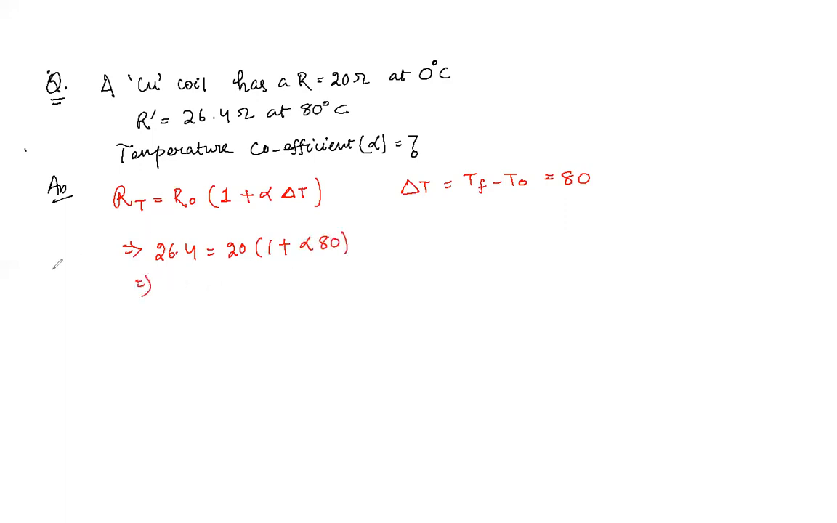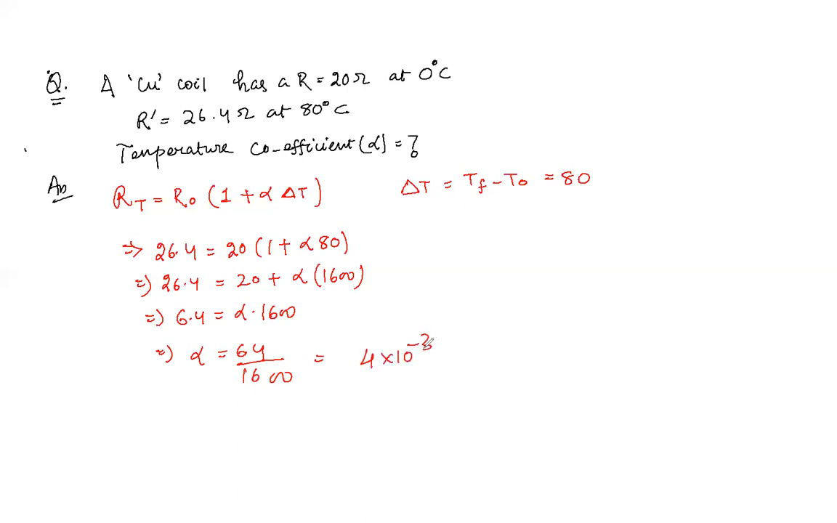So we can write 26.4 equal to 20 plus alpha into 1600, and this gives 6.4 equal to alpha into 1600. So alpha equals 6.4 divided by 1600, which is equal to 4 into 10 to the power minus 3, which is very, very small. That is per degree centigrade. So this is the answer to our question.